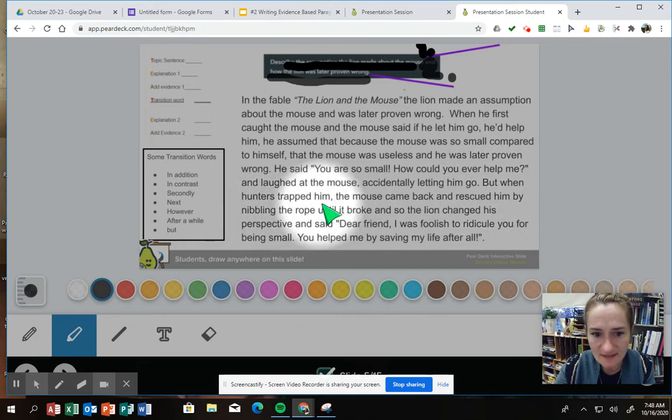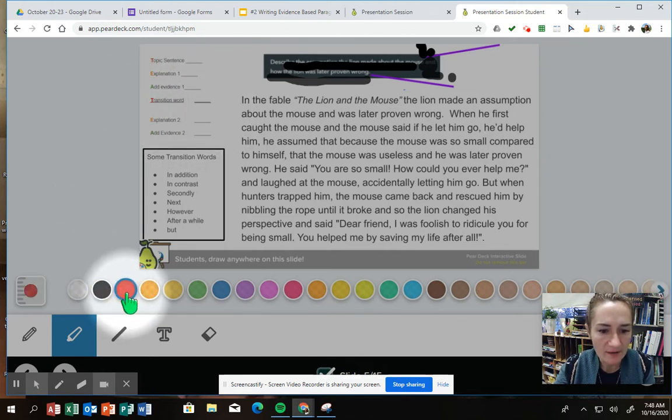But when hunters trapped him, the mouse came back and rescued him by nibbling the rope until it broke, and so the lion changed his perspective and said, quote, "Dear friend, I was foolish to ridicule you for being small. You helped me by saving my life after all," end quote. So make sure you have your highlighter here. And we're looking at TT up here to see if it follows that.